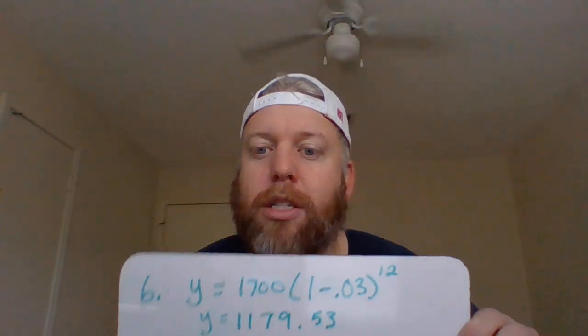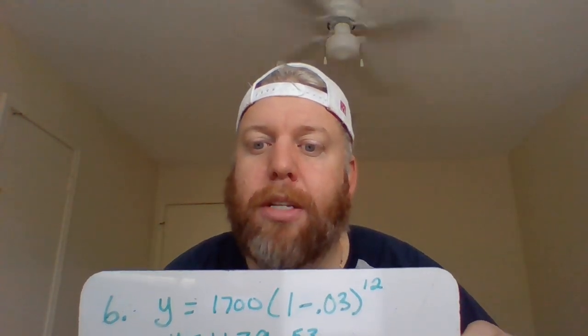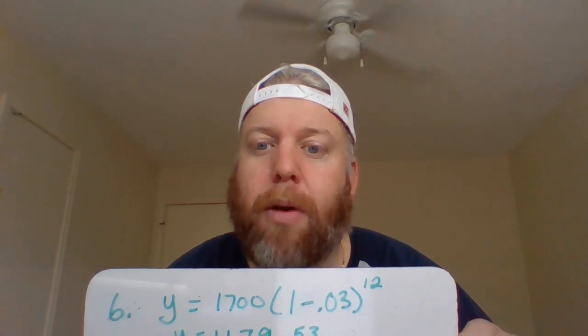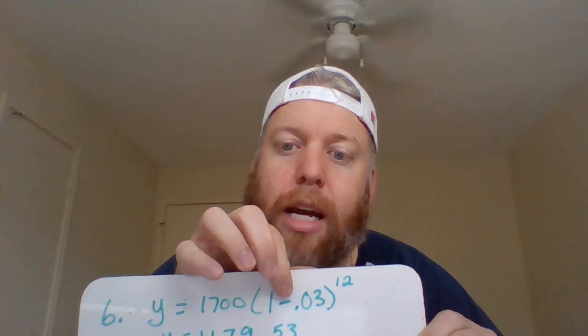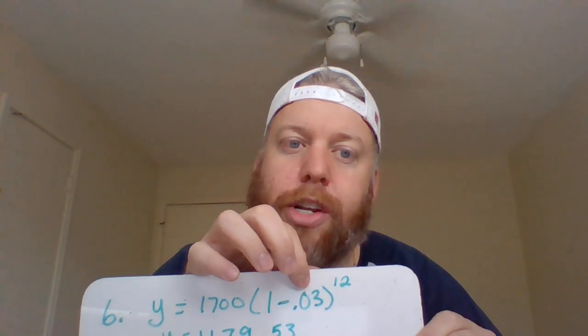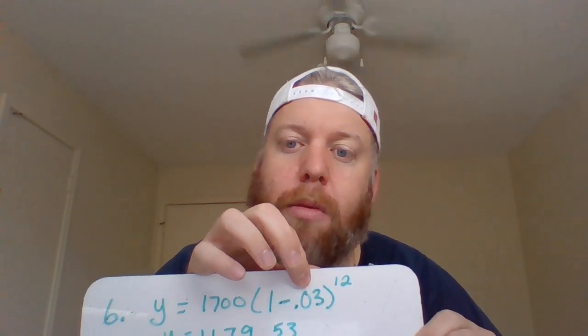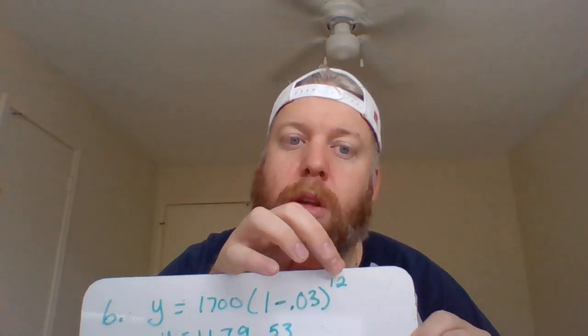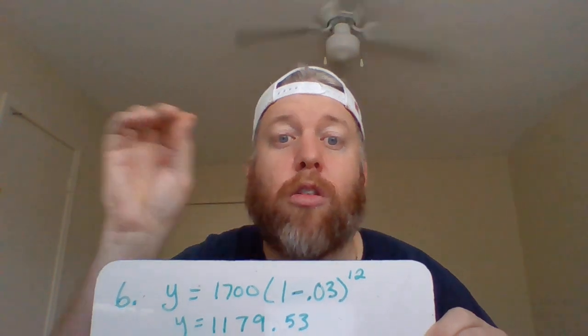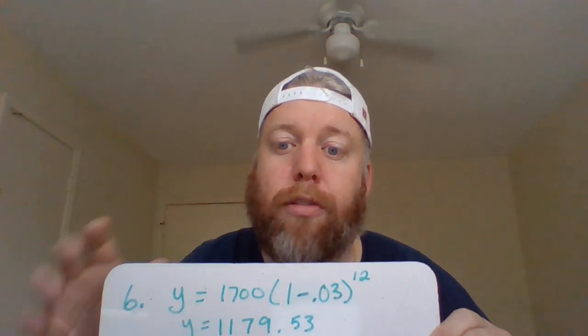Your equation will look something like this. Y is equal to 1,700. That's our original population. And it's exponential decay, so we're using a minus sign. We're changing 3% to 0.03. We had to move the decimal over twice. And then we're changing t to 12 because year 0 is 2000. Year 12 is 2012. All right.